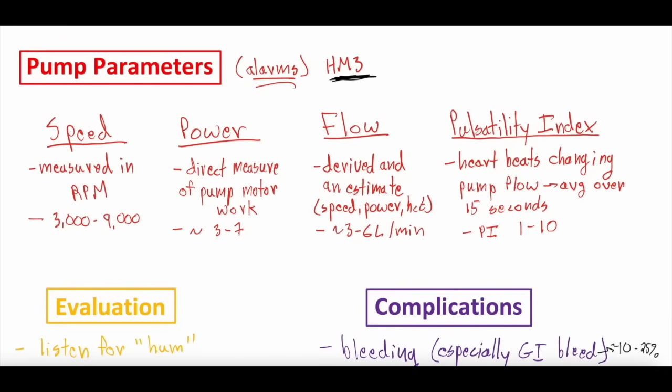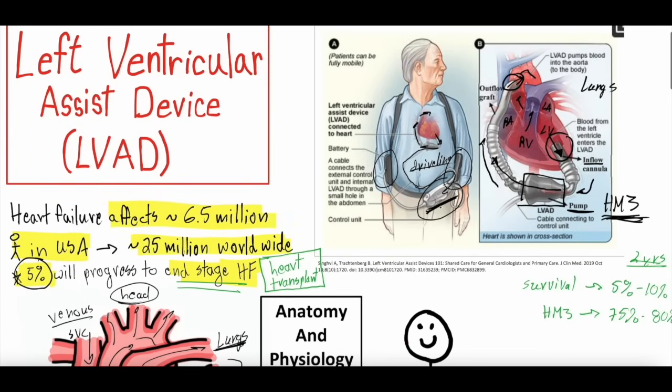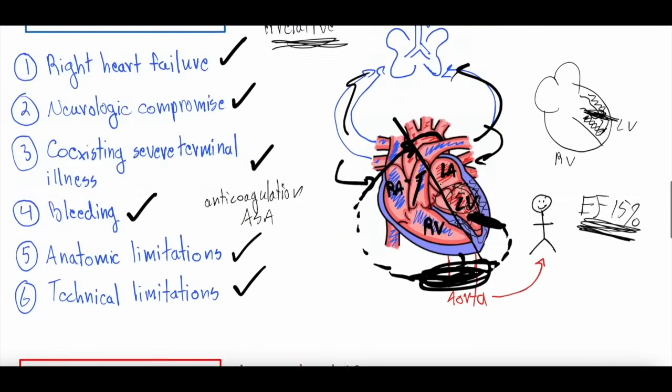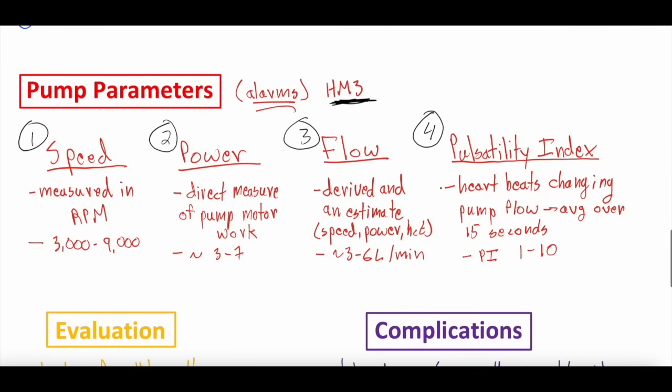So the pump parameters, there are 4 pump parameters. All right, speed, power, flow, and pulsatility index. And these are literal things on the LVAD itself, right? I'm going to scroll up. We said LVAD patients have this external control unit, right? These 4 parameters are on this external control unit. You can get them from that, okay? And they're relevant to how the LVAD is working and the physiology going on in the patient's body.